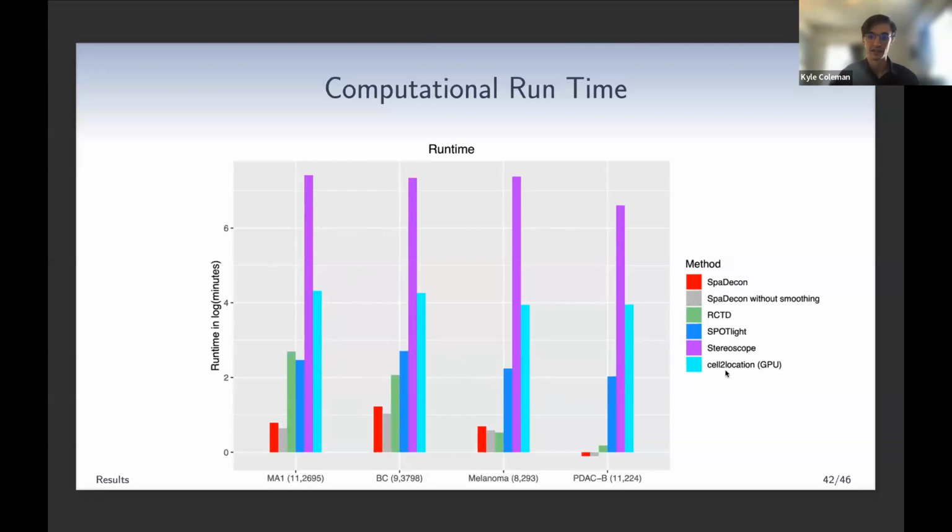When looking at cell location, we used the GPU because if we used the CPU to compare with the other methods, it would have taken multiple days, it looked like, to finish. But even with the GPU, it took multiple hours to run because our runtime is in log minutes here on the y-axis. So overall, in terms of computational efficiency, SpaDecon is much faster than most of the other methods, especially if there are a large number of cells in the large number of spots in the data set.